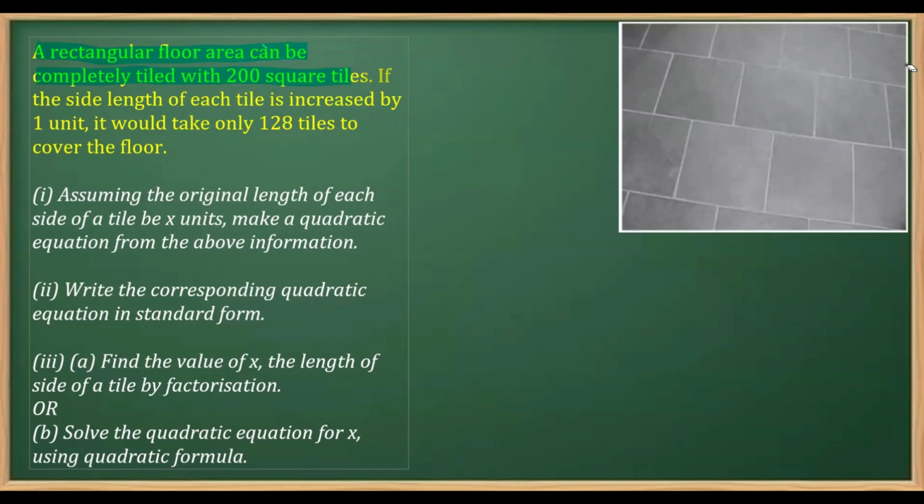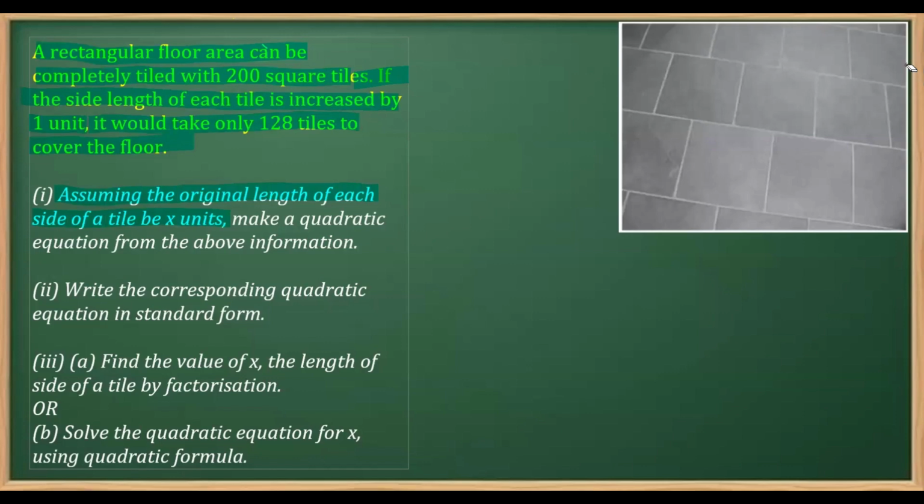And further, in the next part, it says if the side length of each tile is increased by 1 unit, now the number of tiles needed is 128 to cover the floor. And what we have to do, in the first part, they say to assume that the original length of each side of the tile is x unit.